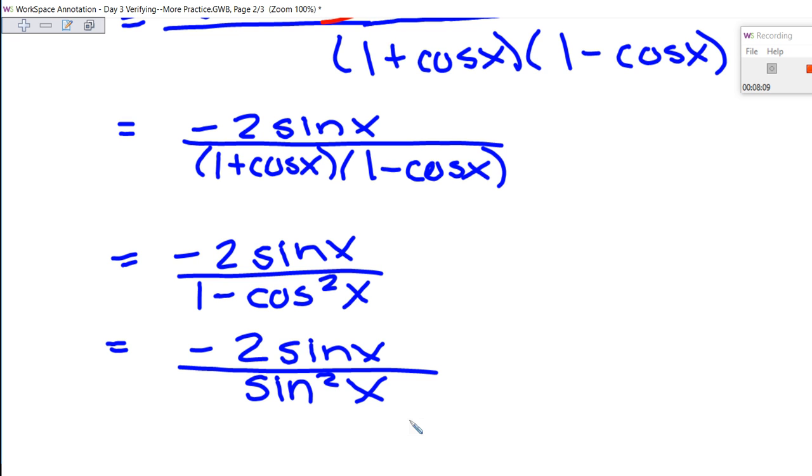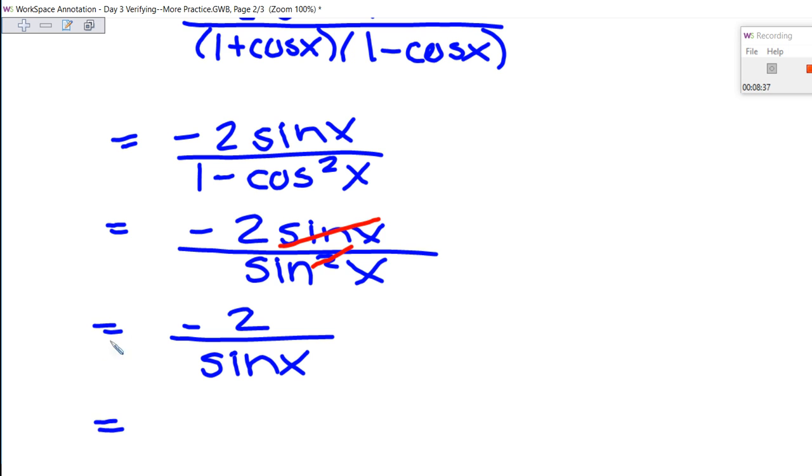What happens next? Sine of x in the numerator will cancel with one sine of x in the denominator. So that leaves me with negative 2 over sine of x, which is equal to negative 2 cosecant x. So now, did we prove that the left side equals the right side? Yes.